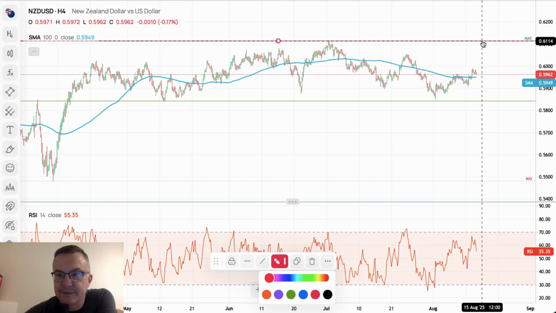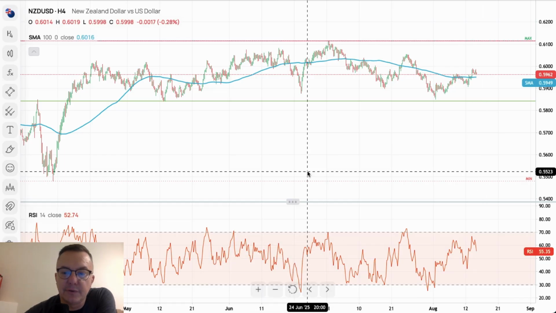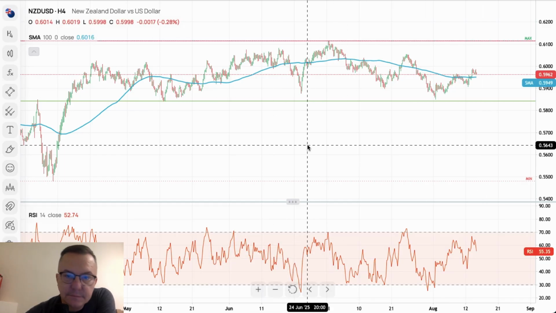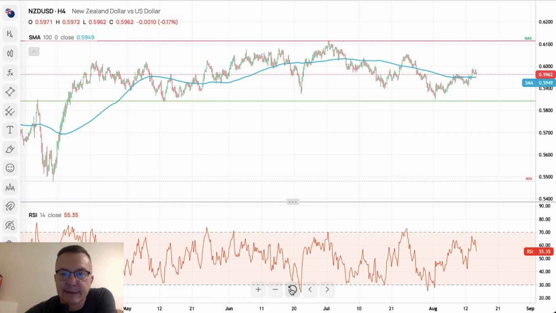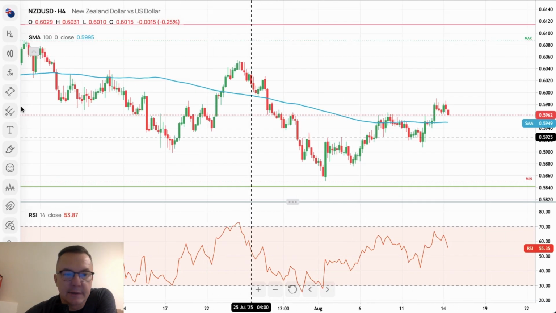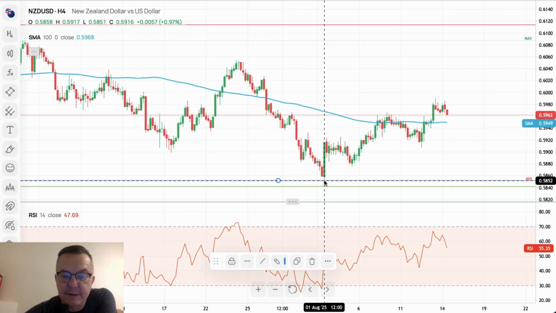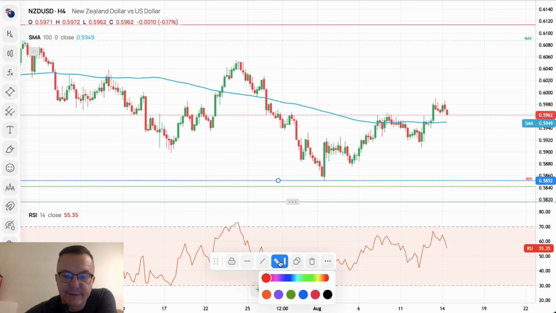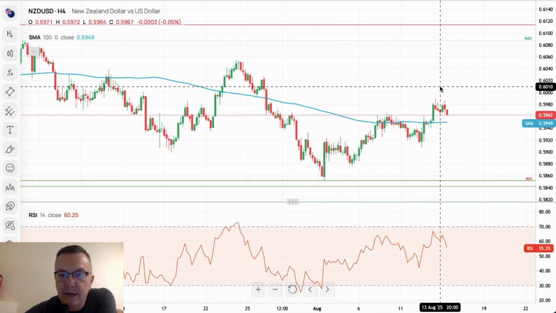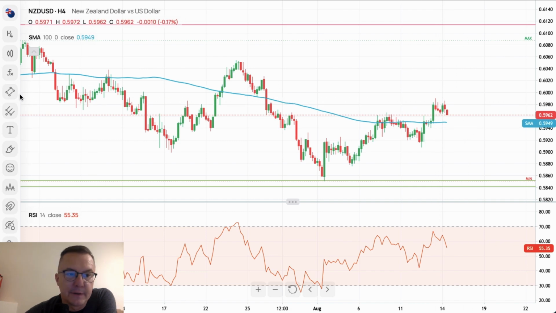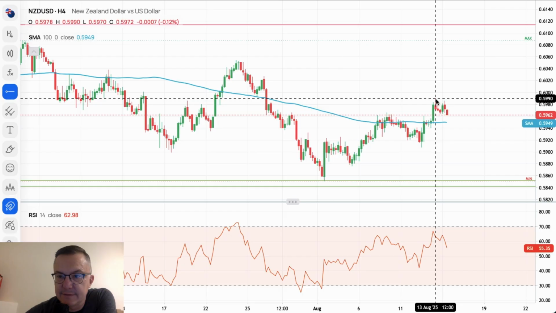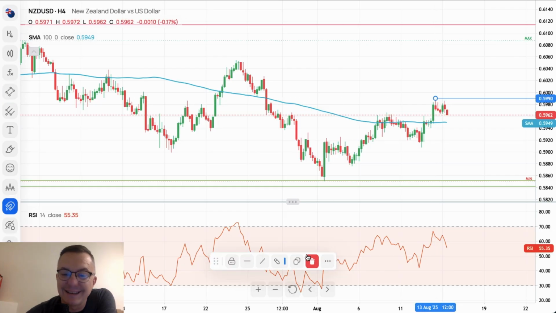0.5842, 0.6114. So no big range here, nevertheless very well established. And just recently we have another movement to the upside from 0.5852 up towards the level of, let me just take a look, 0.5990, so 10 pips away from the 0.6000 level.